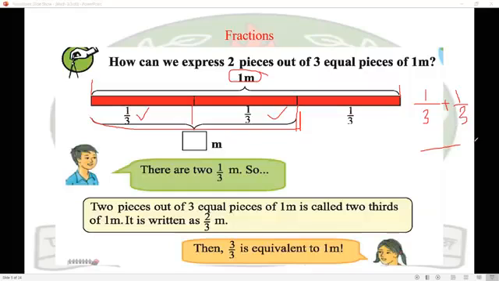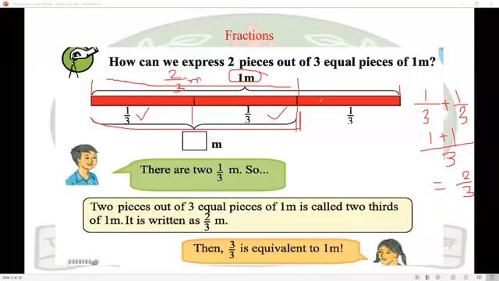So when we add 1 plus 1, we get 2/3. That means 2 parts of 3, 2 pieces of 3 equal pieces. So this 2 part from beginning to here, we can write this part contains 2/3 meter. Because the string length from beginning to end is 1 meter, we divide it into 3 equal parts. So we have to express 2 pieces length.